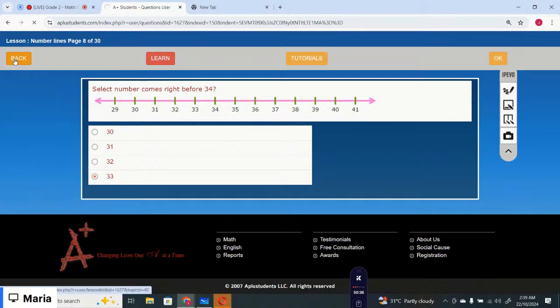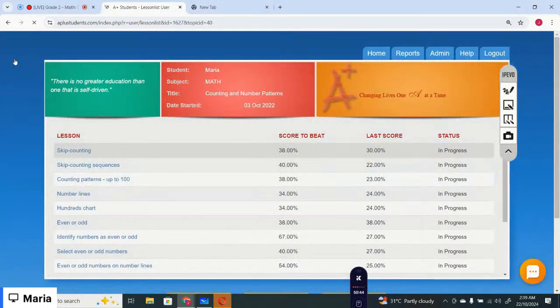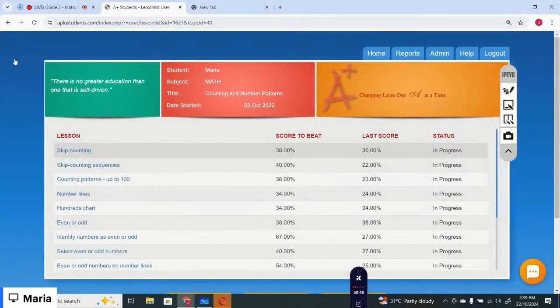So we were working on grade 2 math. The chapter we were working on is counting and number patterns. The lessons we have covered today are skip counting sequences, counting patterns up to 100 and number lines.